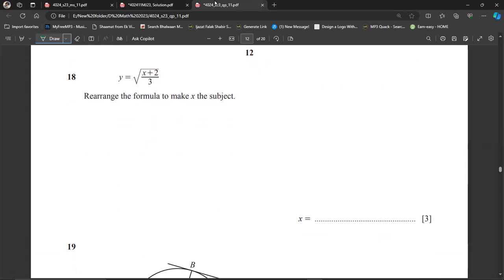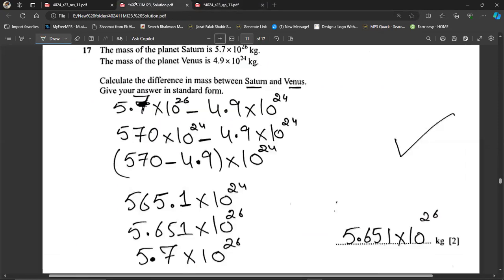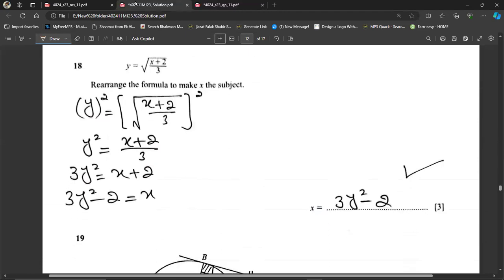Question number 18. He says y is equal to the square root, and under the square root we have x plus 2, divided by 3. That fraction is under that radical sign. He says rearrange the formula to make x the subject. We want to make x the subject, but this is inside that radical sign. To get rid of that radical sign, first of all, I have to take the square on both sides. So y squared will be equal to the bracket of the radical sign x plus 2 by 3, bracket closed, squared. This square and this radical sign will be finished.